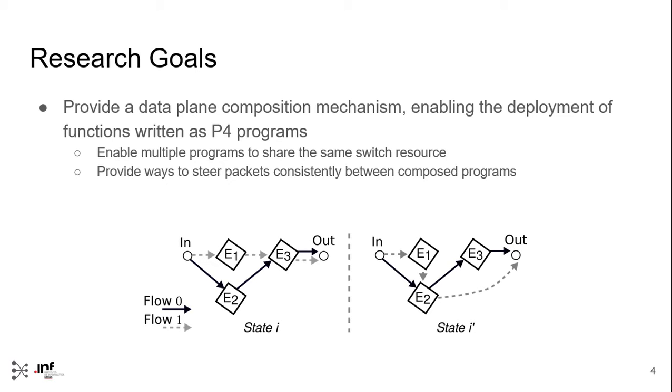Representing the figure, two switch states. On state 1, packets of flow 1 traverse program 1 and program 3. And on state 2, packets of flow 1 traverse program 1 and program 2. A transition from one state to another should not enable any packet to see a mixture of these states. This means that the packet should see only state 1 or only state 2.